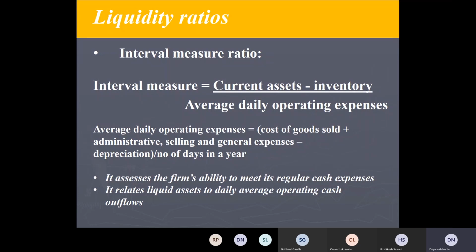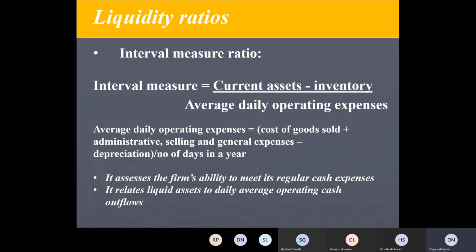So for example, if this ratio value comes out to be 65 days, that means the company is able to meet its current obligations for almost 65 days without having to generate any new cash sources, either by taking loans from the banks or creditors or selling anything. So it assesses the firm's ability to meet its regular cash expenses. On a regular basis, whatever is required till 65 days, it doesn't require much cash which has to be generated otherwise. So it relates liquidity assets to daily average operating cash outflows.